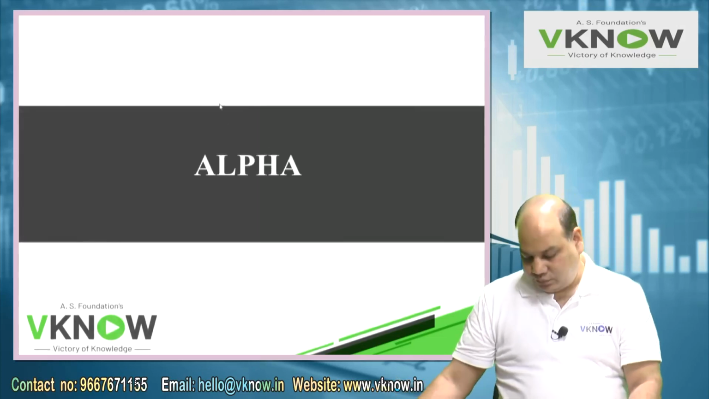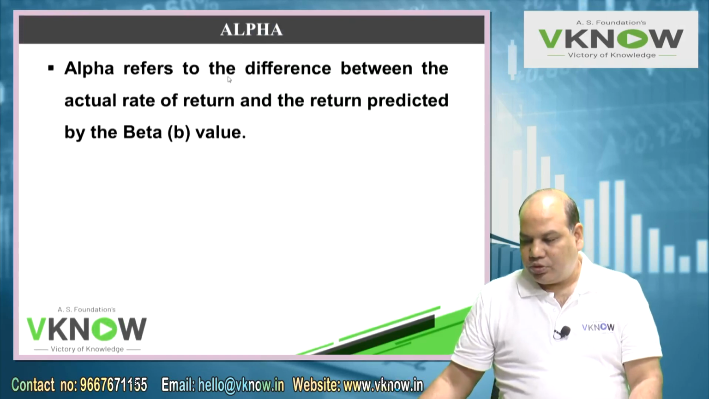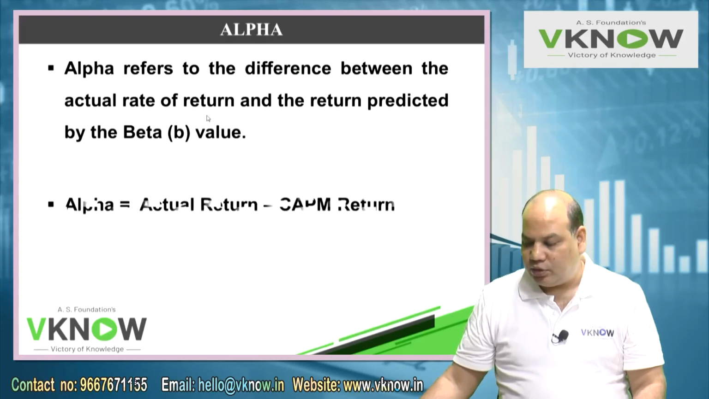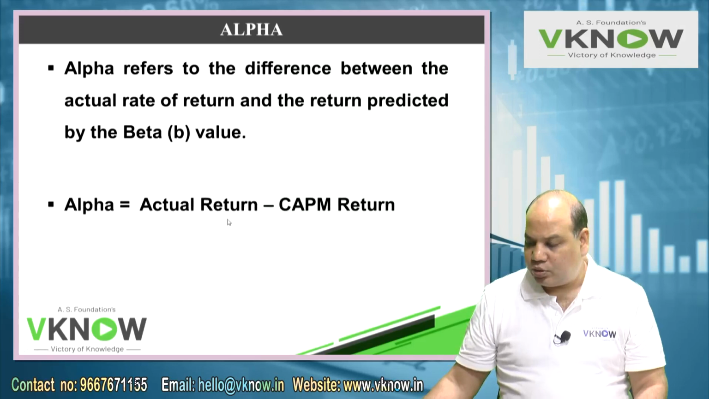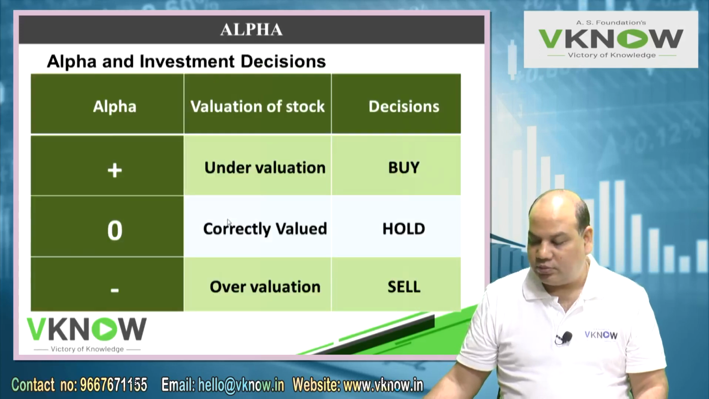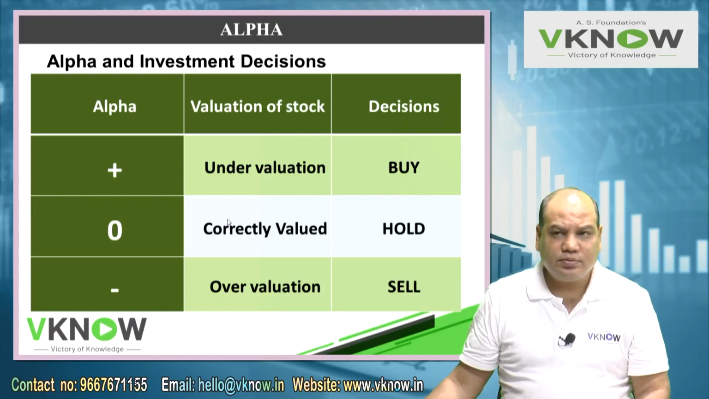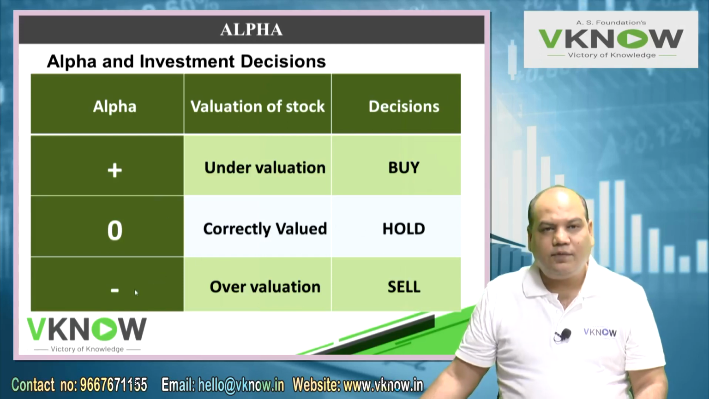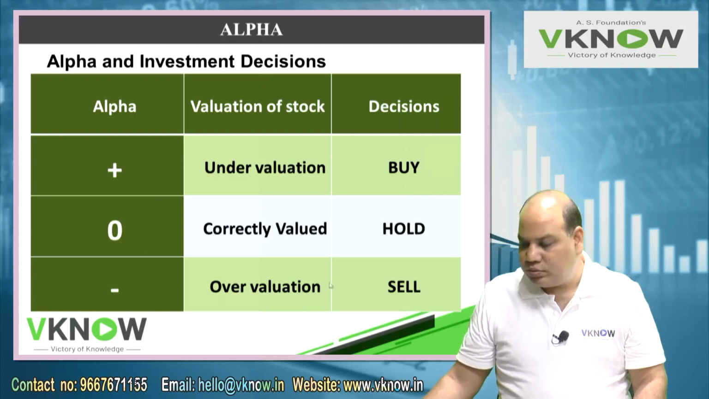Para 35, alpha. So alpha is the difference between actual return and return predicted by beta value. Alpha is equal to actual return minus CAPM return. How alpha is useful in investment decision? If alpha is positive, stock is undervalued, the decision would be to buy. Alpha is 0, correctly valued, hold. Alpha is negative, overvalued, sell.